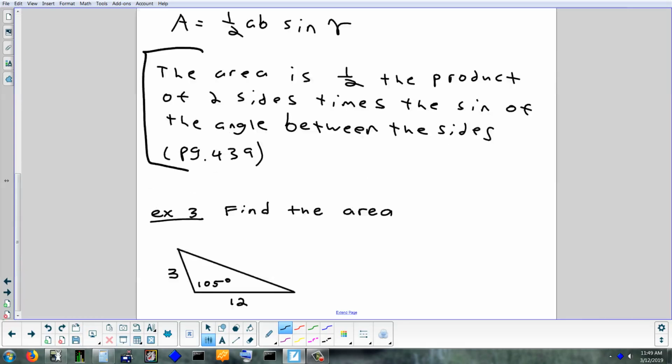Okay, and the reason I say to try to remember it this way, with what the brackets are at, is because you might have a problem like example 3. I haven't labeled anything in that picture. So how do you know which side is A, B, and C? You don't. That's not really important. Just plug those numbers into this pattern, and you're good.